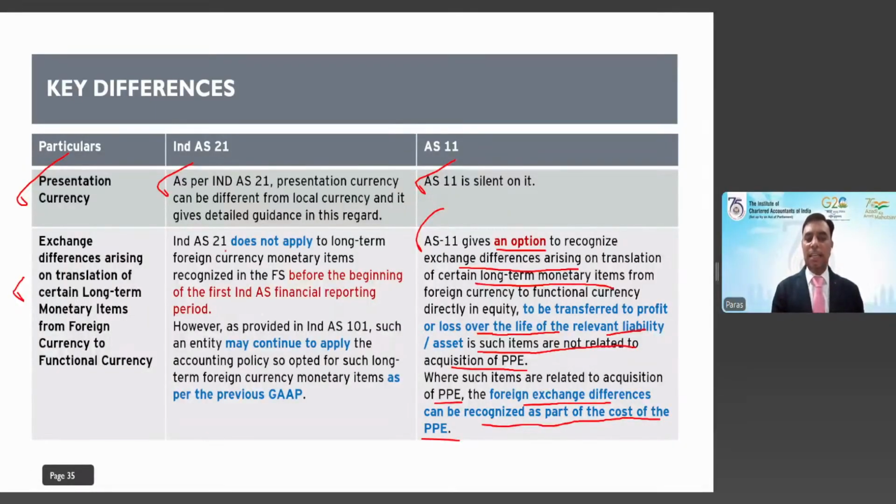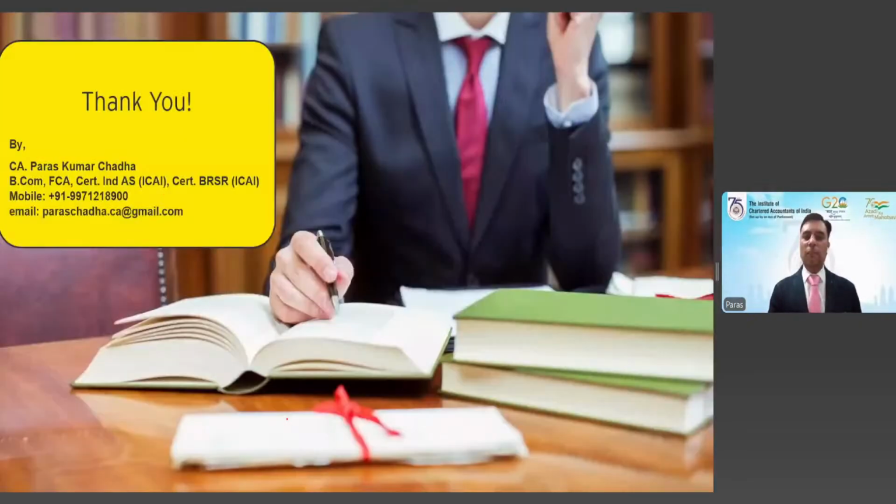Next, this is in Ind AS 21. Ind AS 21 does not apply to long-term foreign currency monetary items recognized in financial statements from the beginning of the first Ind AS financial reporting period. However, as provided in Ind AS 101, such an entity may continue to apply accounting policies so opted for such long-term monetary items as per the previous GAAP. So if anyone wants to continue with the previous GAAP, it is free to do so. If anyone does not want to go for the previous GAAP policy, it is free to do so. So this is it from my side. That's all I wanted to say. Now over to you, Kapilji.